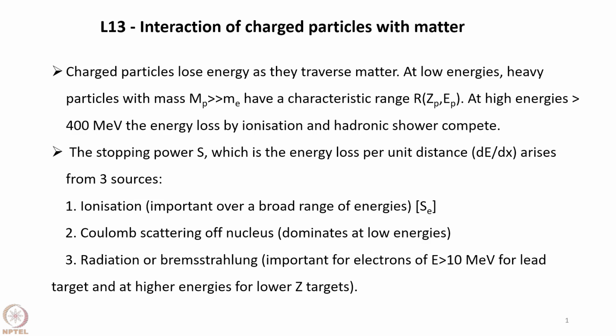So, for instance, for electrons of about 10 MeV or higher energy in a lead target, Bremsstrahlung becomes the dominant mode of the particle losing its energy. Of course, this 10 MeV becomes higher, of the order of, let us say, 100 MeV for carbon, for instance. If carbon is the target, then a muon or an electron will lose energy by Bremsstrahlung at a much higher energy.